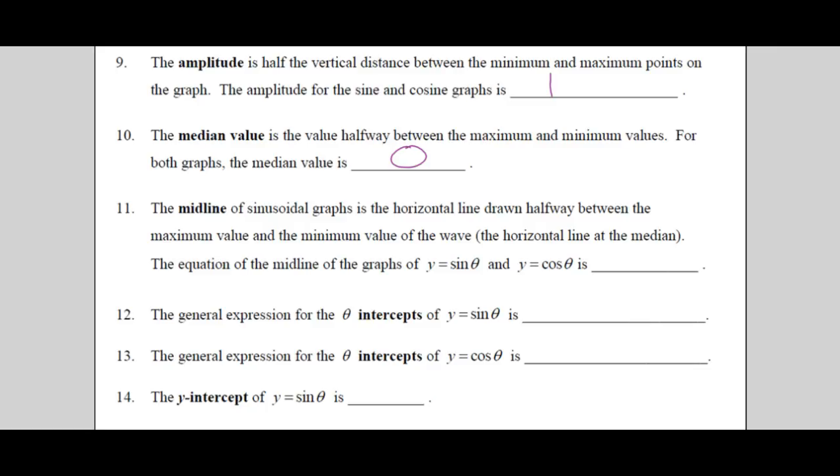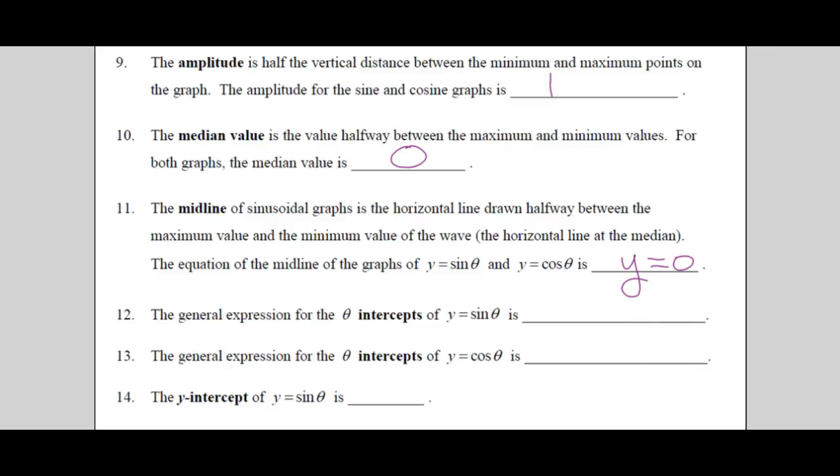The midline of sinusoidal graphs is the horizontal line drawn halfway between the maximum and the minimum. It's a line. A line has an equation. The equation of the midline is what? 0. y equals 0, right? So the median is the value in the middle. So the median is just a number, it's 0. The midline is a line, and it has the equation y equals 0. These two are very closely related because they're really the same idea. Just one is a value, the other one is a line.